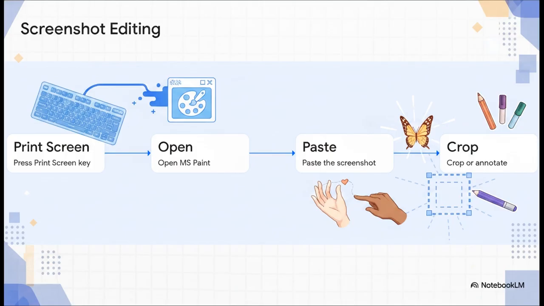Step 1, press print screen on your keyboard. Step 2, open Paint. Step 3, hit paste. Step 4, crop and annotate. That incredibly accessible 4-step process made Paint the default screenshot editor for literally millions of Windows users.